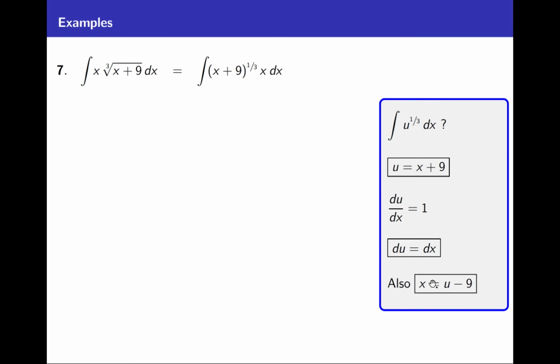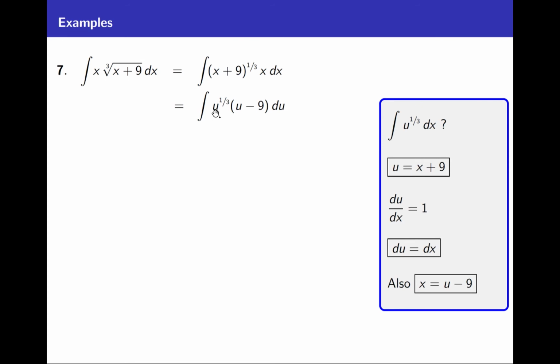We get x equals u minus 9. Just subtract a 9 from both sides of this equation. And so now this x that's here, we can see is equal to u minus 9. So now we have 3 substitutions that we can make. This integral now becomes the integral of u to the power of 1/3 times the x, which equals u minus 9, times the dx, which equals du. So that's good. It's all u's now, and we can move ahead with this.